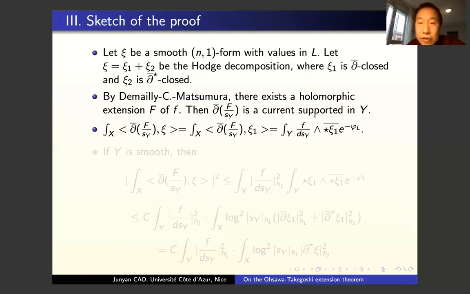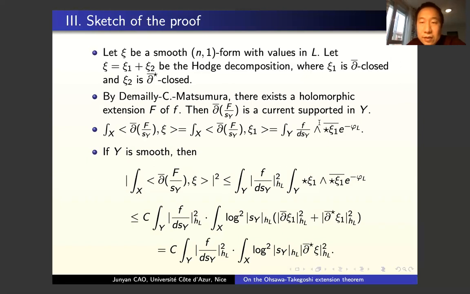Now we would like to control the norm of this integral. In case 1, Y is smooth, and this integral is very easy to control. Why? Because we just apply the Cauchy inequality to this integral. We know that this one is controlled by the L2 norm of small f times this term. As I explained before, in case 1, Y is smooth, so this L2 norm is equivalent to the L2 norm in the condition. So this one is finite.